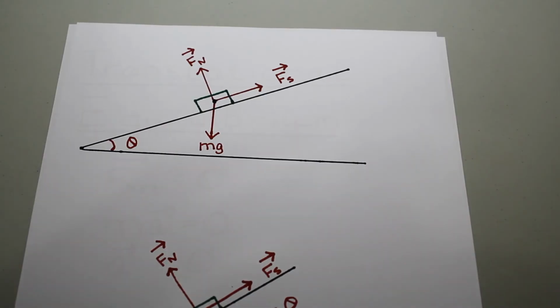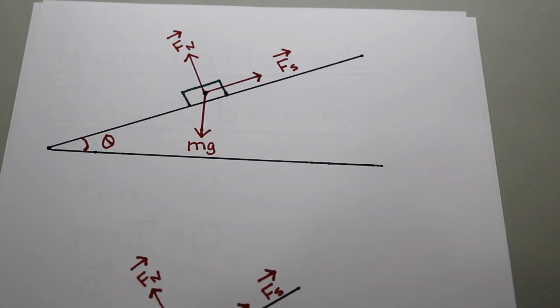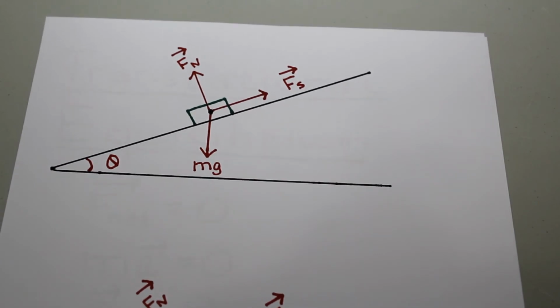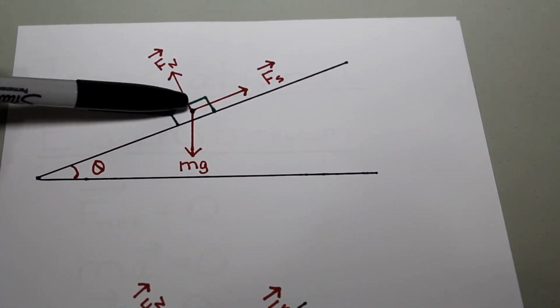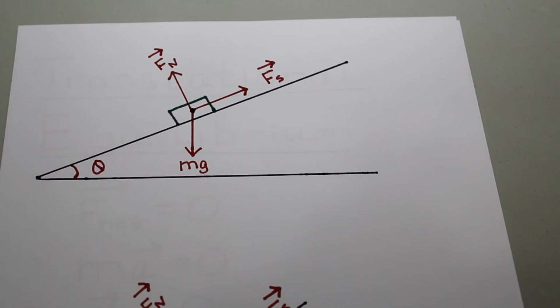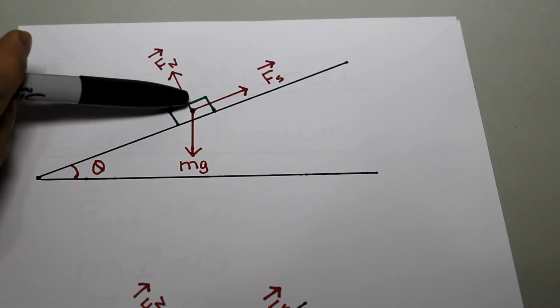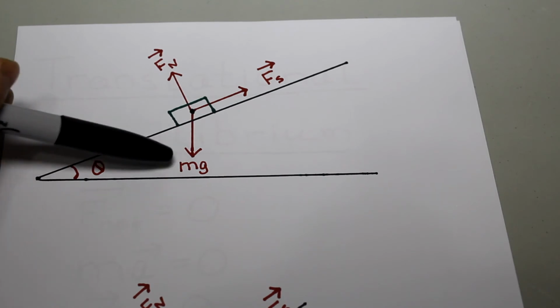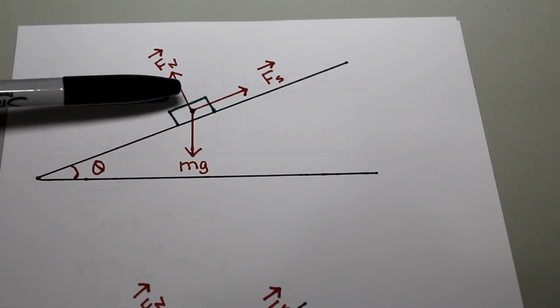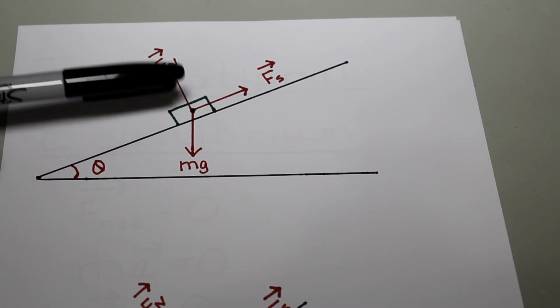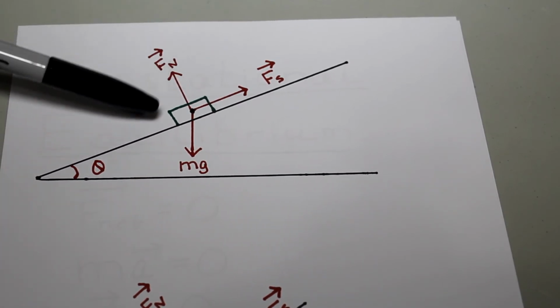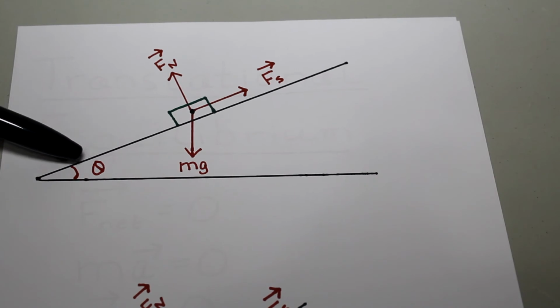So let's look at one where the box is on an inclined plane. In this case, we have angle theta, and we have the box on an inclined plane. We're also going to say that the box is not moving. It's in static equilibrium. So we have the box, and its weight is going straight down, which is mg. And we have a static frictional force, which is acting upward on the incline because the box has a tendency to slide down the incline.